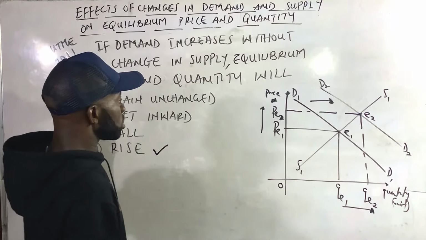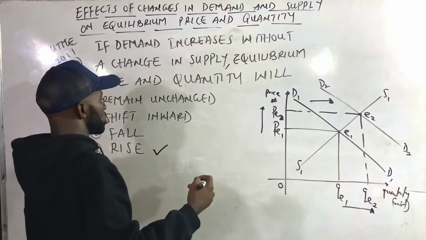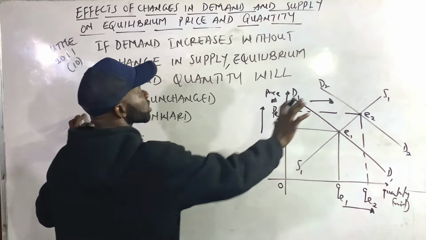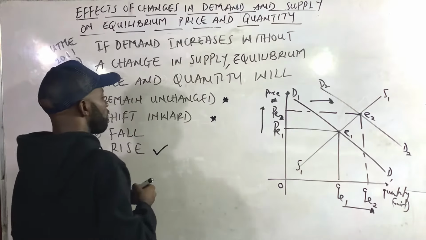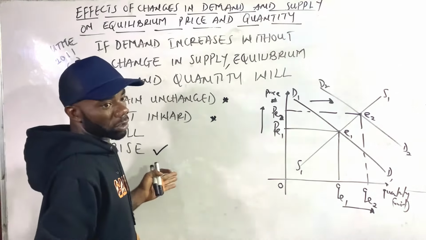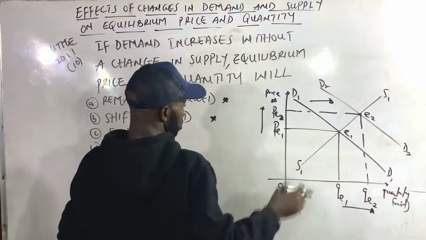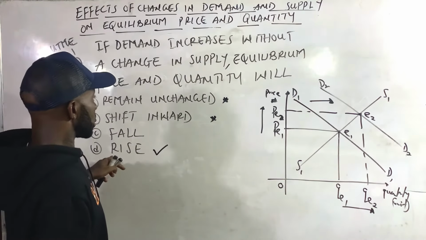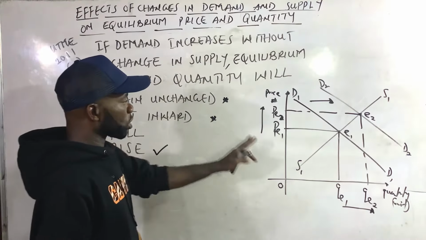Shift inward is not even a consideration because the effect is never expressed in the form of shifts. So this can't go. This will not also go. Fall is the opposite of rise. Fall has its own case, which is case number 2. But for case number 1, which is the same as the question we have on the board, our best answer and the only correct answer is an increase, which is also known as rise, for both equilibrium price and equilibrium quantity.